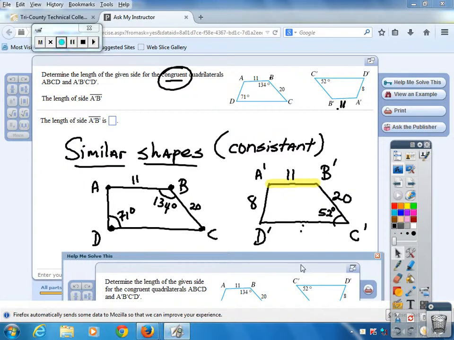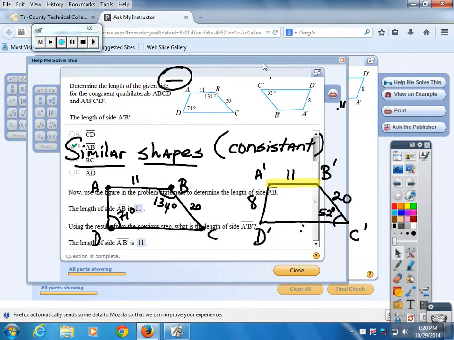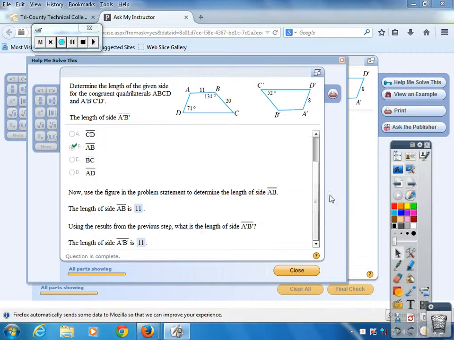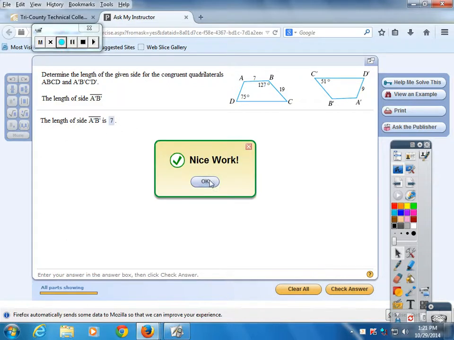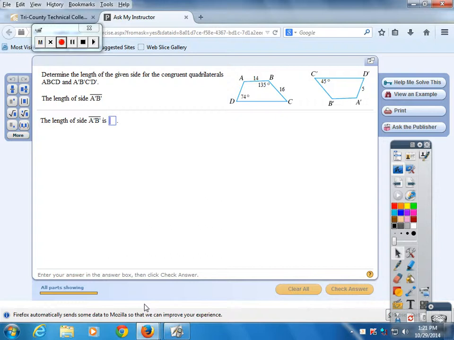I don't like that question. The reason I don't like it is because it's assuming too much. If I give you one, it's going to be similar triangles. Okay? So let's do this one. What's the length of A prime, B prime if AB is 7? 7. That's it. Let's do another one.